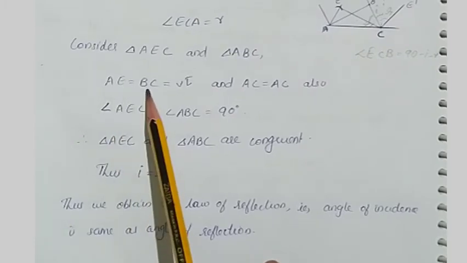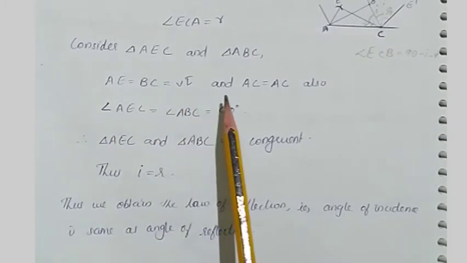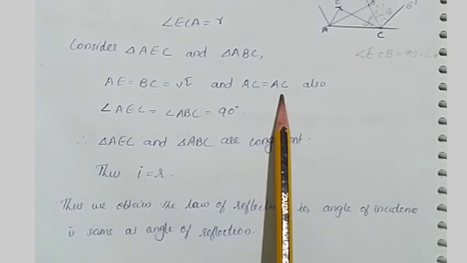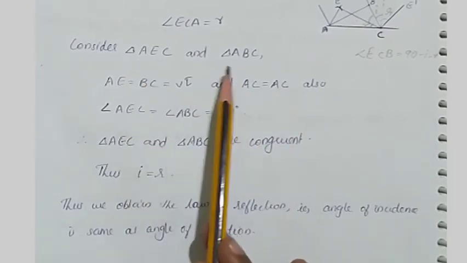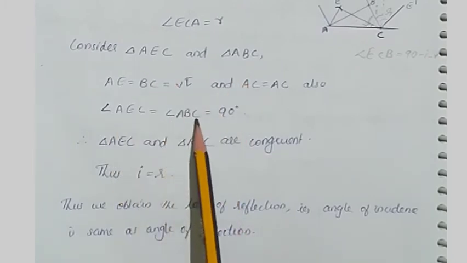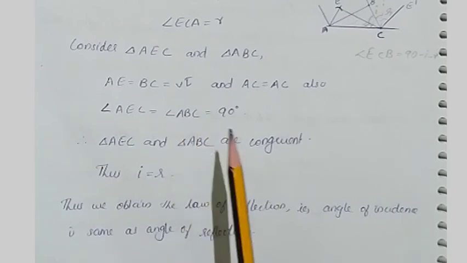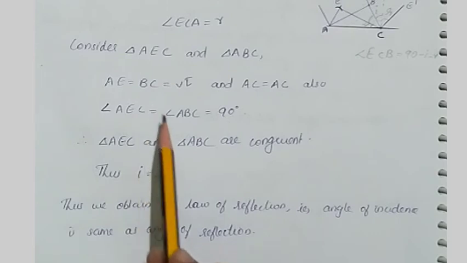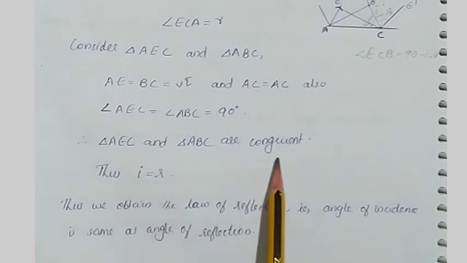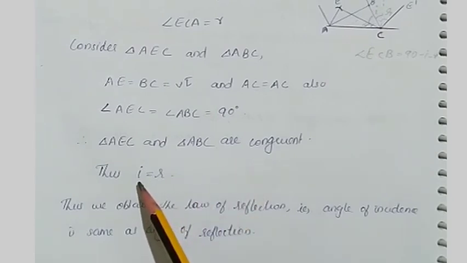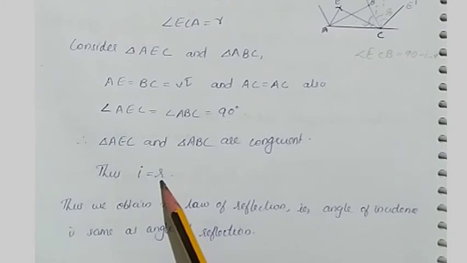that is AE is equal to BC is equal to v t, and also AC is common for both the triangles. Also both these triangles are right angle triangles, that is angle AEC and angle ABC are 90 degrees in both the triangles. Now we obtain from this analysis that both these triangles are congruent to each other. Since these are congruent triangles, we can say that angle i is equal to angle r itself.